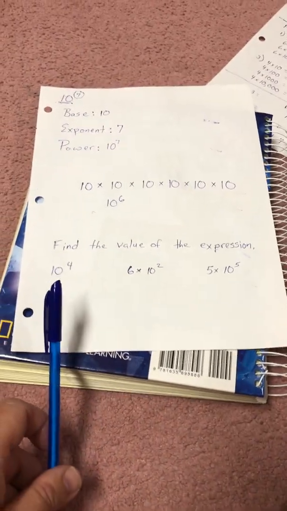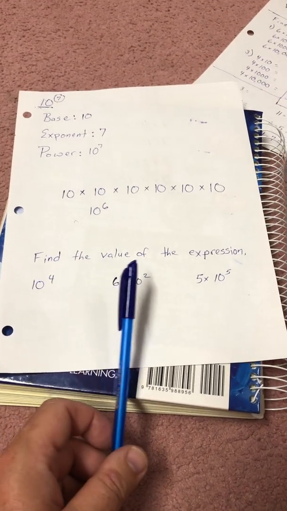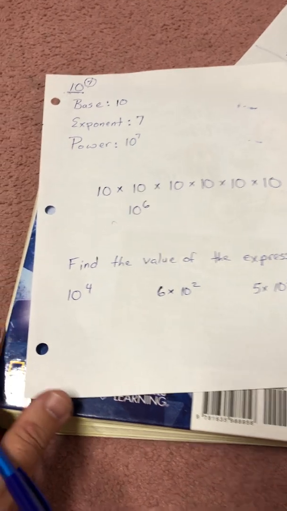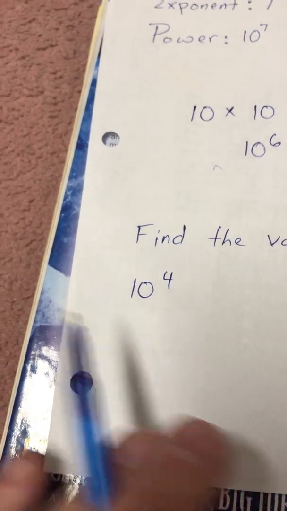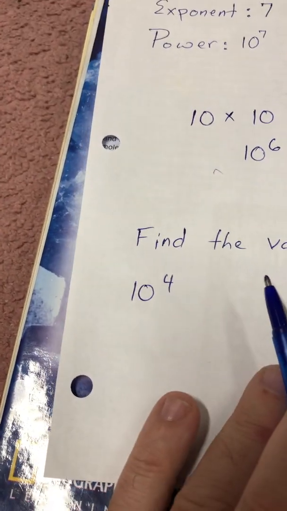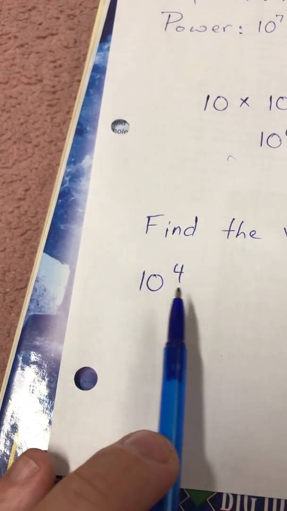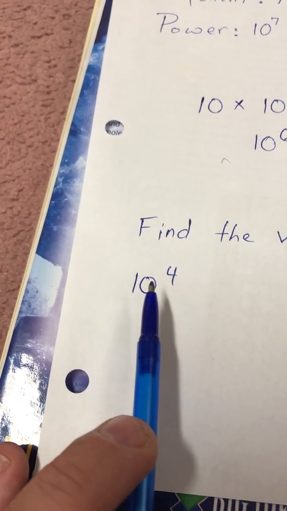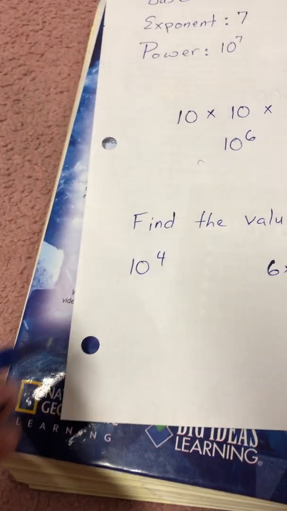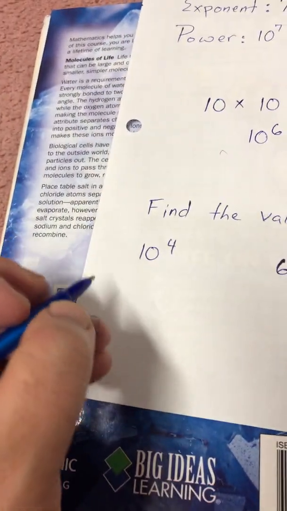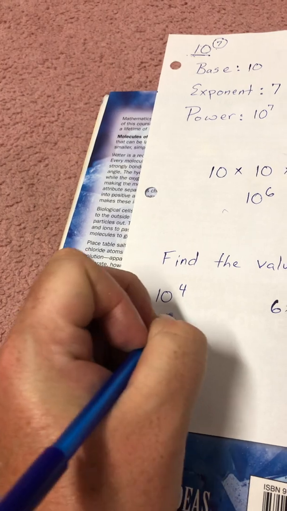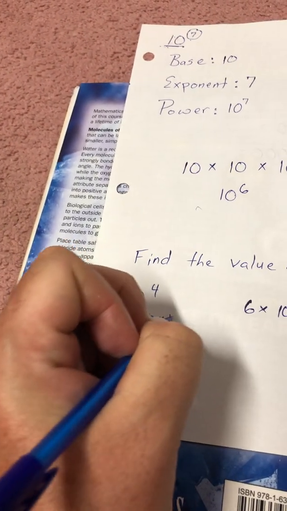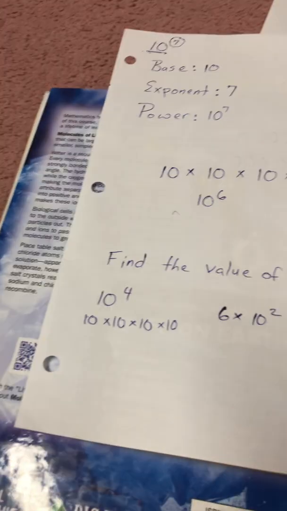Now, my next section here says to find the value of the expression. So they're giving us some different expressions. And this first one here is 10 to the power of 4. Okay? So I say this as 10 to the power of 4, which means essentially I'm taking 10 and writing it out as it's being multiplied 4 times. So when I have 10 to the power of 4, I'm going to write that as 10 times 10 times 10 times 10. And so that's how you would write 10 to the power of 4.